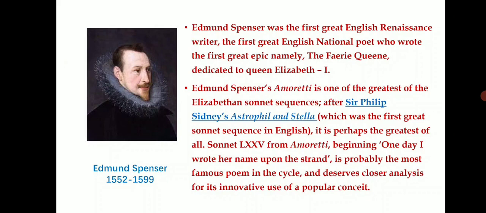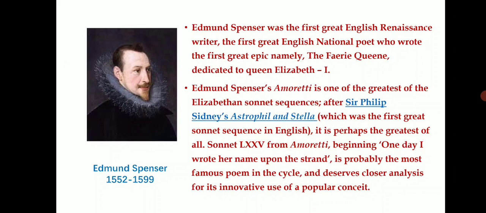about the poem. So Edmund Spenser, one of the renowned figures in the history of English literature, 1552 to 1599. Edmund Spenser has another name too, and he is called a poet's poet and Prince of Poets. Spenser was the first great English Renaissance writer, the first great English national poet who wrote the first great epic, namely the Faerie Queene.